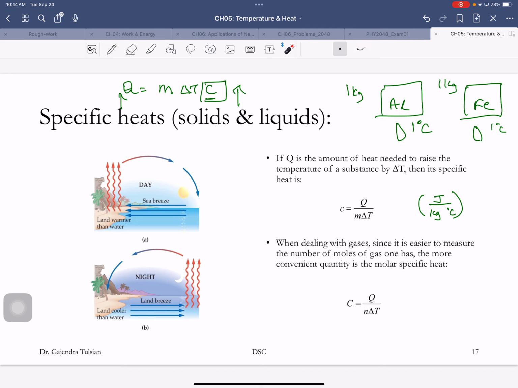Now, when you're dealing with solids and liquids, mass is easy to measure. When you're dealing with gases, the number of moles is easy to measure. So you define molar specific heat. I just want to mention that. We won't talk much about it. All right.